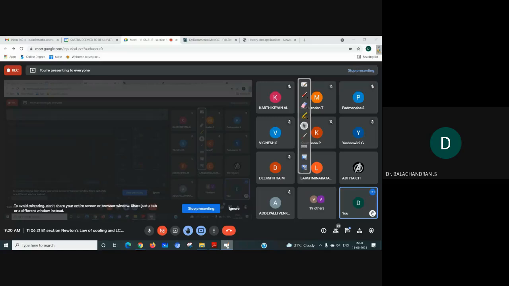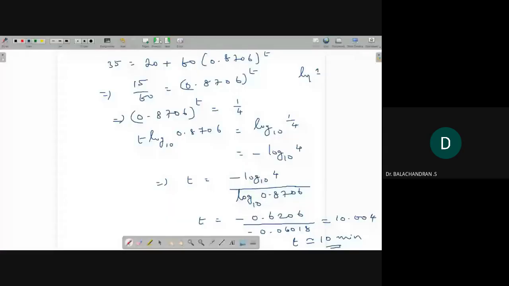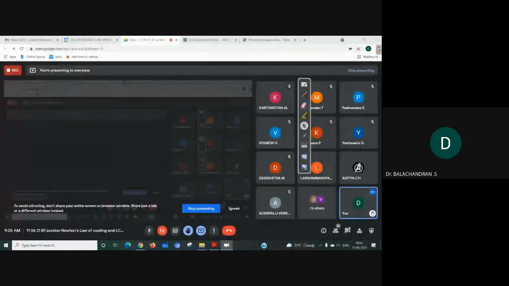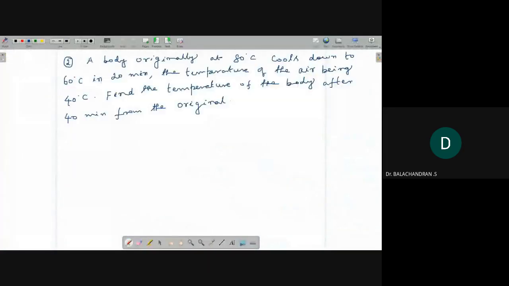The second problem. The second problem is, please read the problem and try to answer. The body originally at 80 degrees Celsius cools down. Please go through the problem and try to solve it.